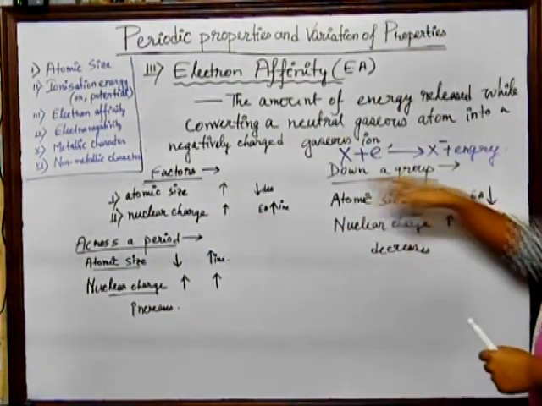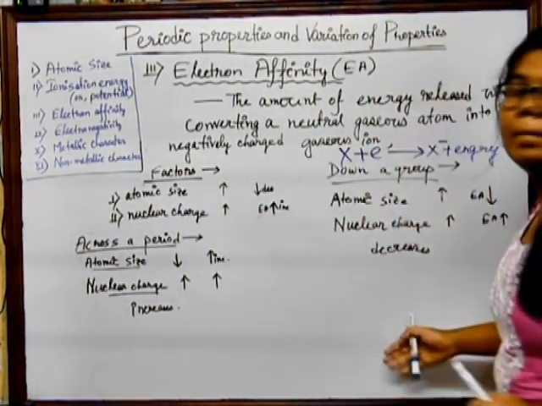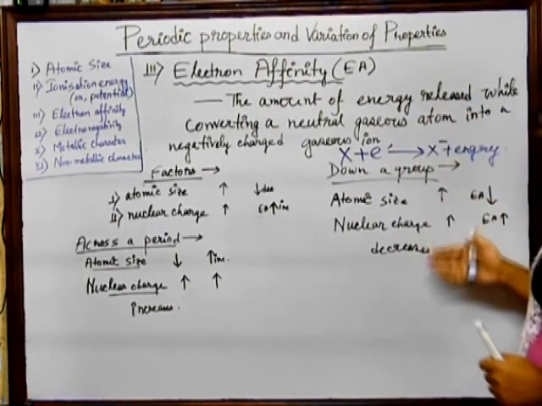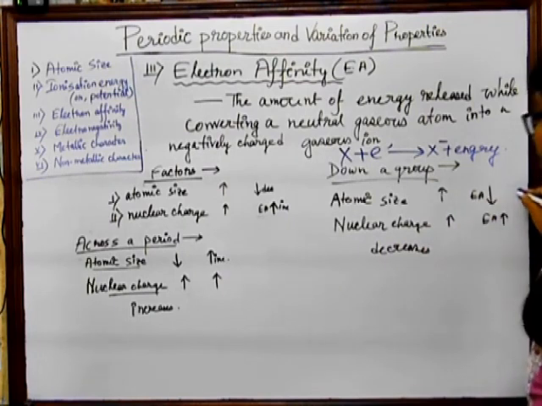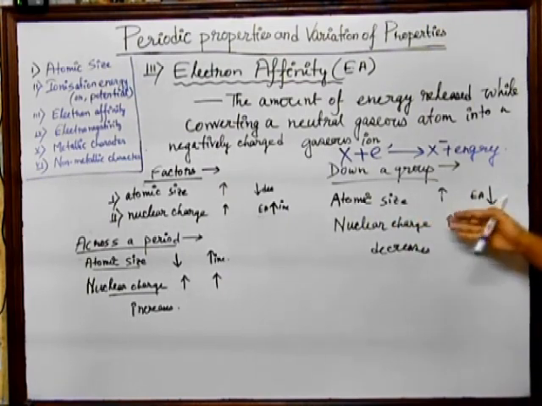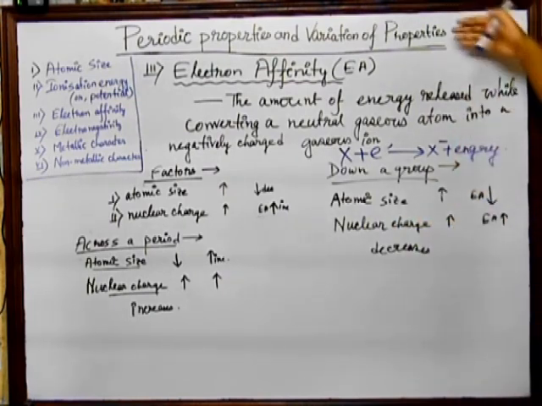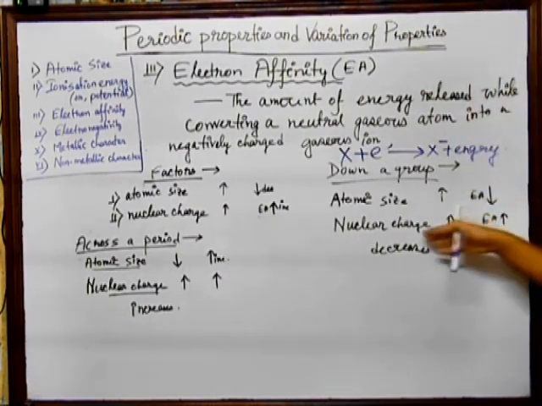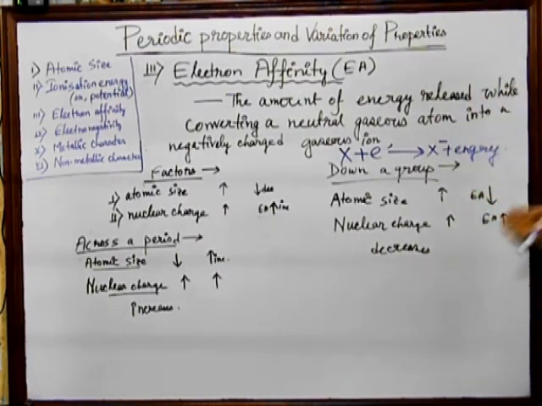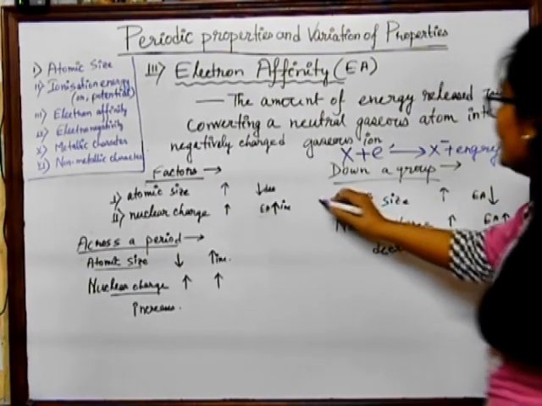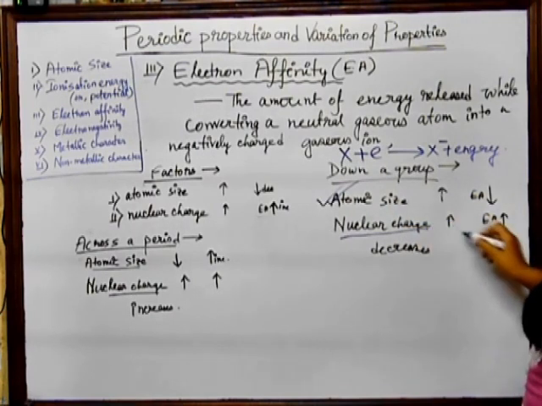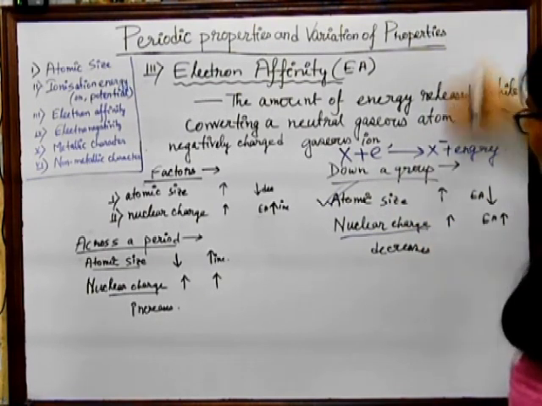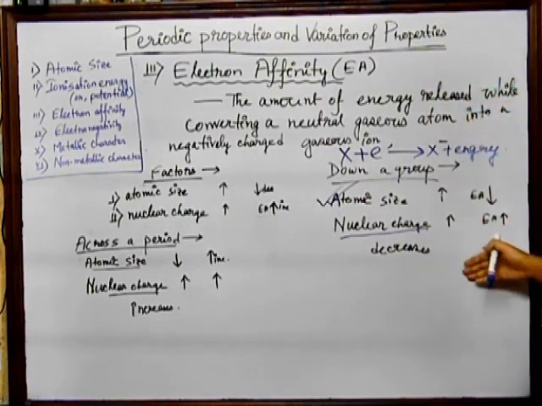Next, down a group, atomic size increases, so the electron affinity will decrease. And in case of nuclear charge, down a group from top to bottom, the nuclear charge is increasing, so electron affinity will also increase. But here also atomic size will dominate over nuclear charge. So overall down a group from top to bottom, the electron affinity will decrease.